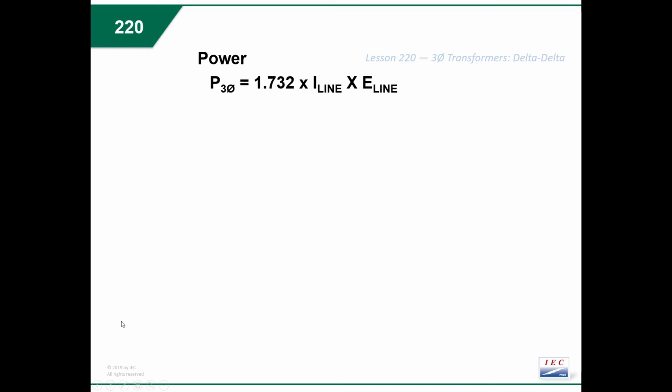So power. The three-phase power of a system is going to be equal to 1.732 times line amperage times line voltage. Essentially, this is just Ohm's law, okay? And remember what I said, anytime we're doing a three-phase calculation, you got to multiply your voltage by 1.732, okay? So three-phase power equals 1.732 times amps times volts, essentially, right?